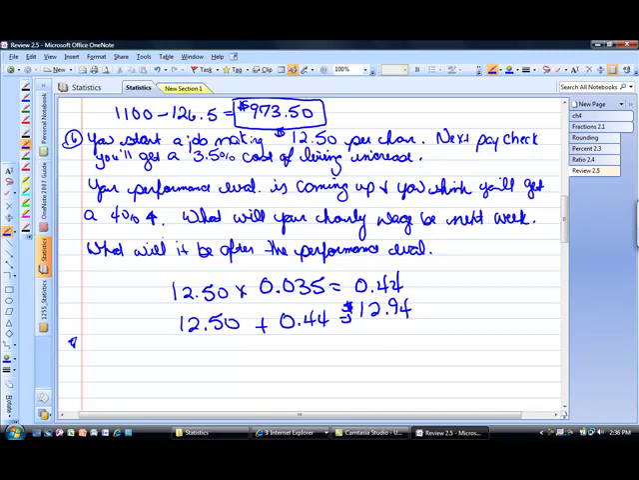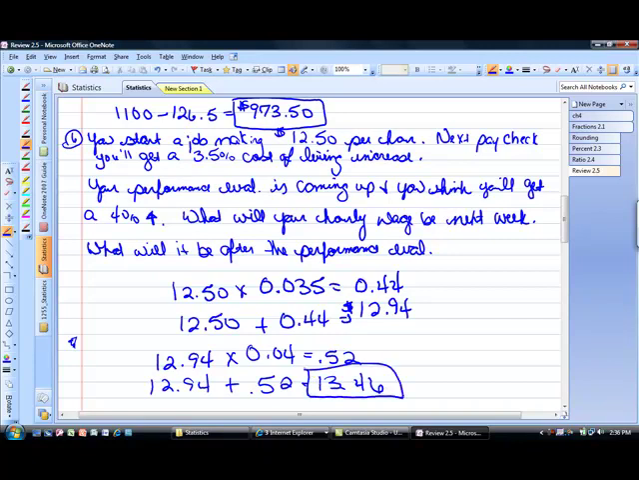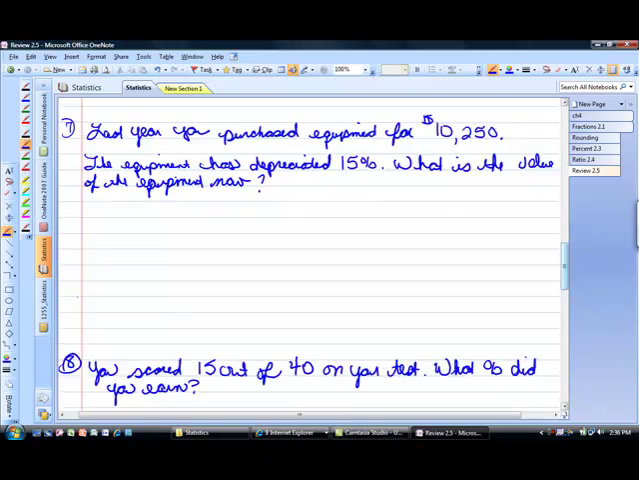Then we need to figure out what we're going to make after we get our 4% increase. So we're going to take the $12.94 and multiply that by 0.04, which will give us 52 cents here, and then we are going to add the $12.94 plus the 52, and we get 13.46. That will be how much we're getting paid after the performance increase.